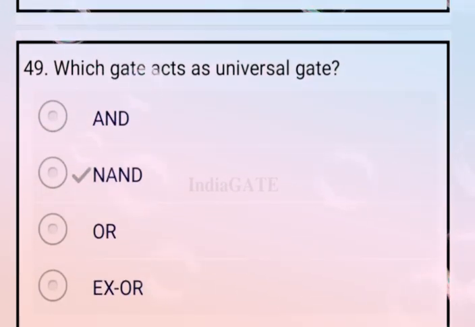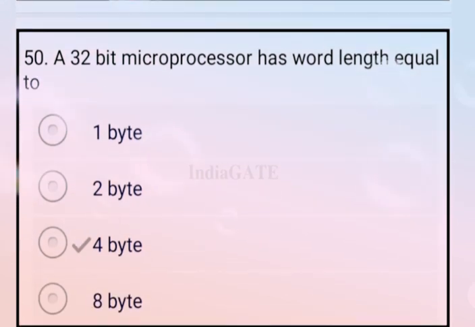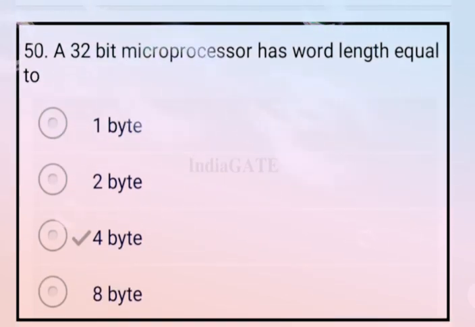Next question. Which can act as a universal gate? So option B is the correct answer, that is NAND gate. Next question and last question of this session, that is a 32-bit microprocessor has a word length equal to. So the correct answer is option C, 4 byte.